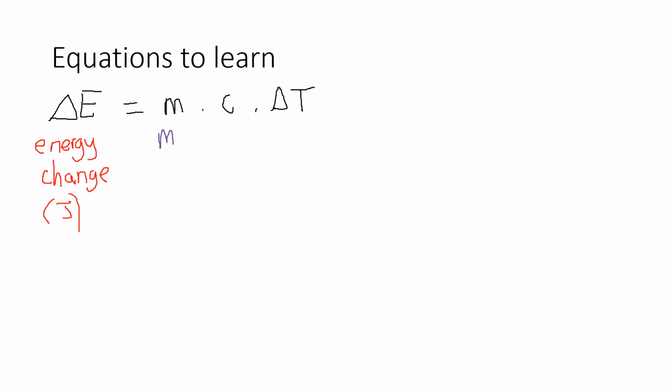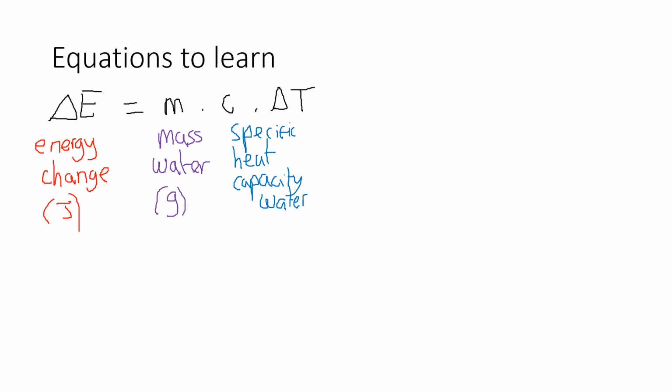M is the mass of the water that's being heated. So do you remember in the previous slide we looked at the conical flask that had a given volume of water. So if it was 100 mils, it would be 100 grams of water. So that's measured in grams. C is called the specific heat capacity of water. And it's a constant, it's on your data sheet, and it is 4.18 joules per gram per Kelvin. What that means is that if you have 1 gram of water, it will take 4.18 joules to heat that 1 gram of water by 1 Kelvin. So it's a constant but only for water.